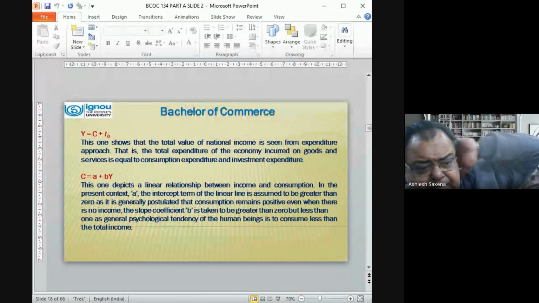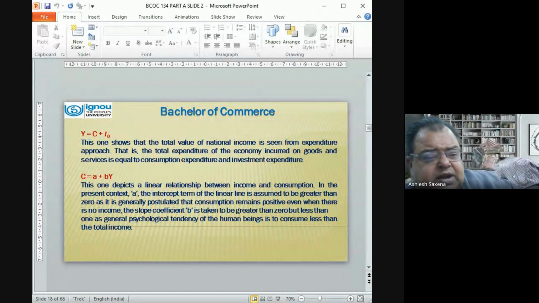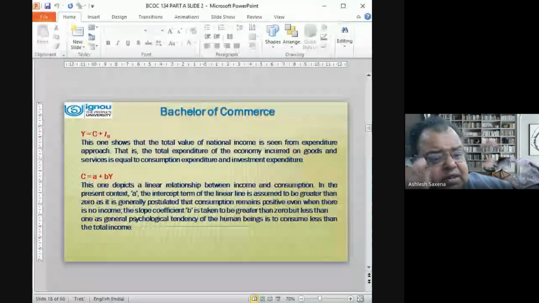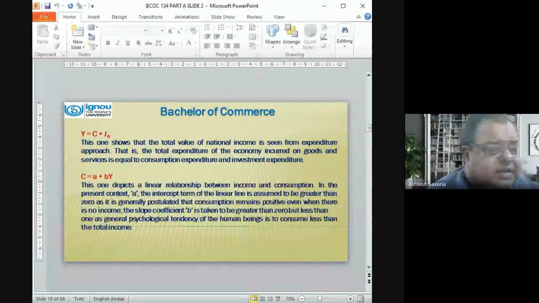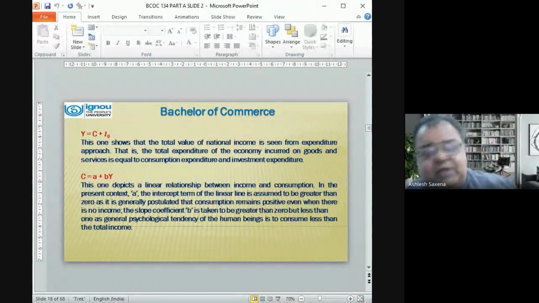In the present context, A, the intercept of the linear line, is assumed to be greater than zero, as it is generally postulated that consumption remains positive even when there is no income. The slope coefficient B is taken to be greater than zero but less than 1, as the general psychological tendency of human beings is to consume less than the total income, but you cannot spend more than what you earn.